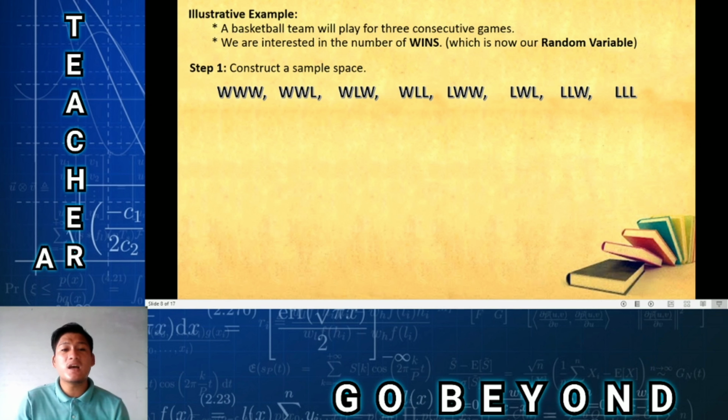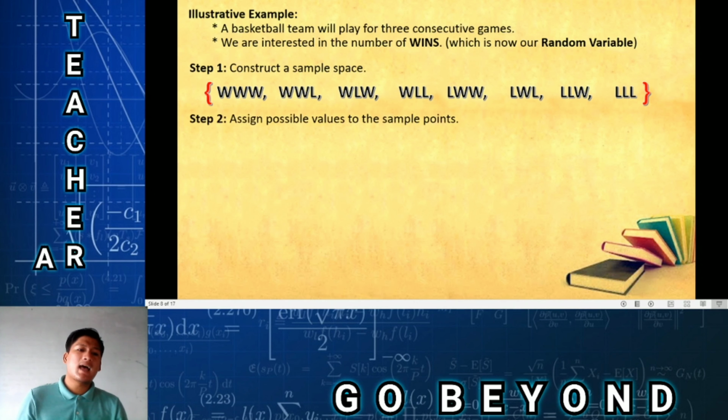So meaning, if these are the possible results after playing the 3 consecutive games, you have to list, again, the sample space. You have to list down all the possible results, lahat ng resulta after playing the 3 consecutive games. So that's how we are going to write the sample space, with a bracket. Because we are constructing a sample space. Step 1, constructing a sample space.